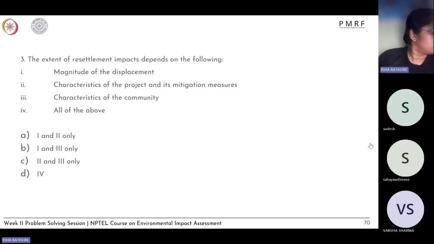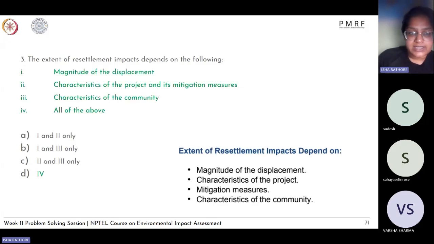Okay, we have one answer, D. So D is the correct answer. That is all of the four. That is, all of the above is the correct answer. So the extent of resettlement impacts depends on the magnitude of displacement. So one is correct. Characteristics of the project and its mitigation measures. So two is correct. And lastly, the characteristics of the community. So four, all of the above, is the correct answer. Hence D is our correct answer.